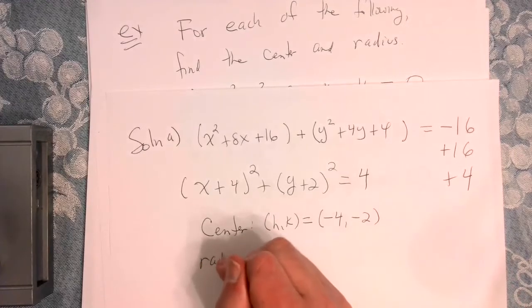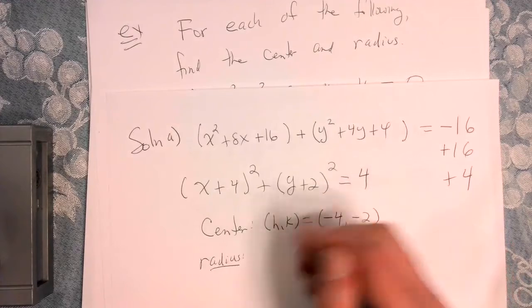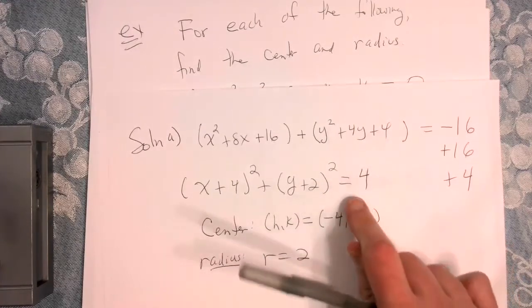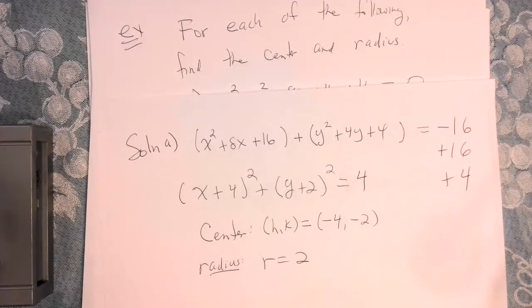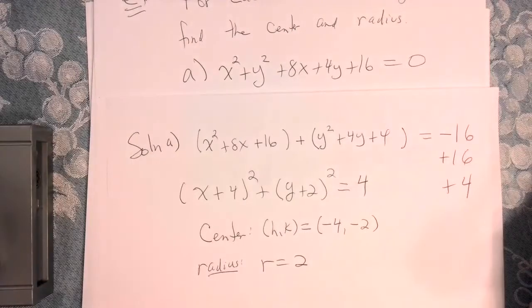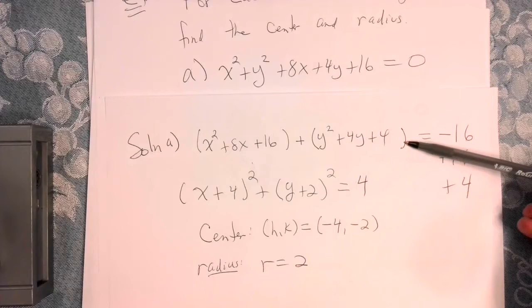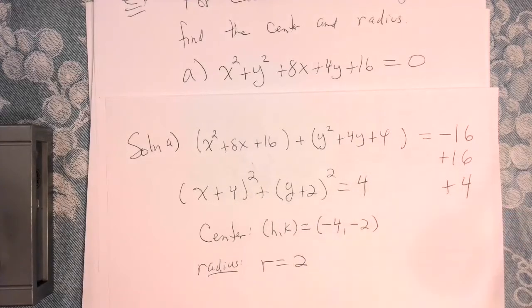And then my radius is the square root of this. Remember, this is r squared, so r equals 2. That's exactly the square root here. So yeah, if you're given the equation of a circle that's in general form, you want to complete the square because that's what's going to help you get it into standard form. And standard form is preferable because you can see the center and the radius.